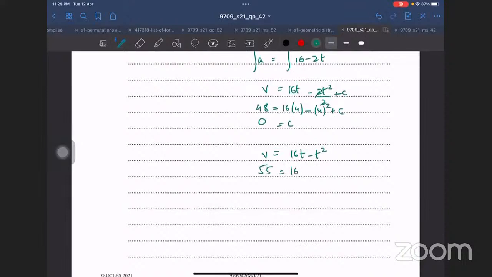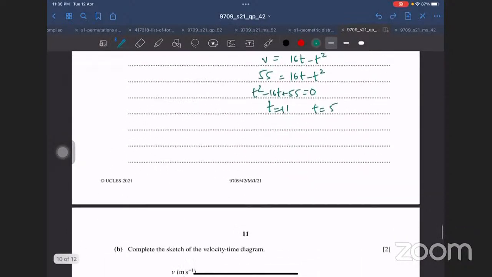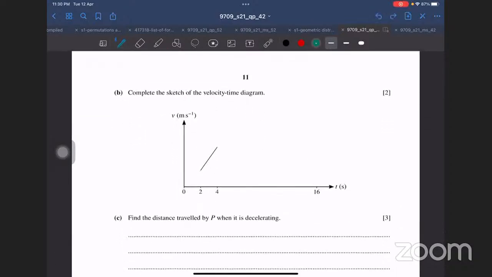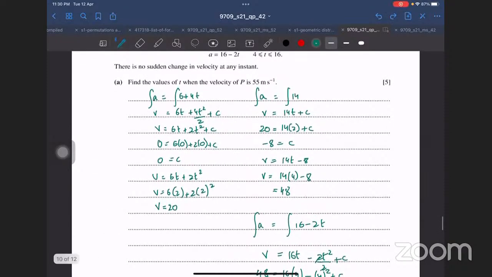So I'm going to say that 55 equals 16t minus t squared. I bring everything on one side and solve. I get 11 and I get 5. These are the two values of t when the velocity of p is 55. Then it says complete the sketch of the velocity time diagram. Okay, that's simple. I have all the functions that I need.